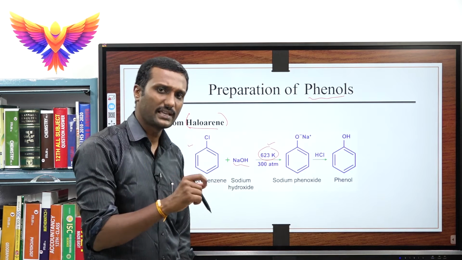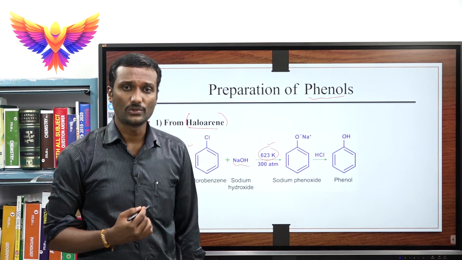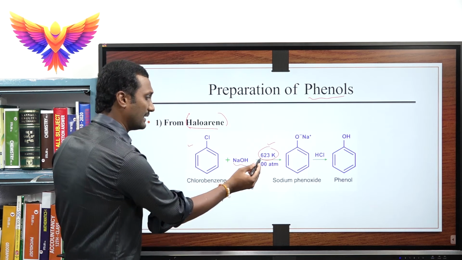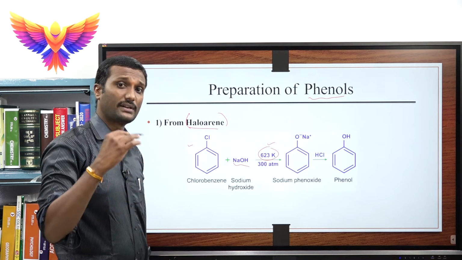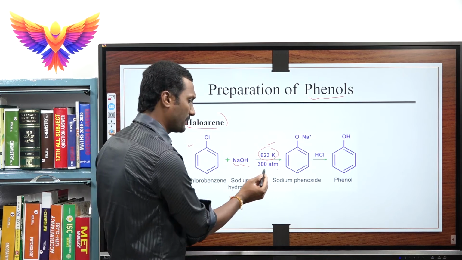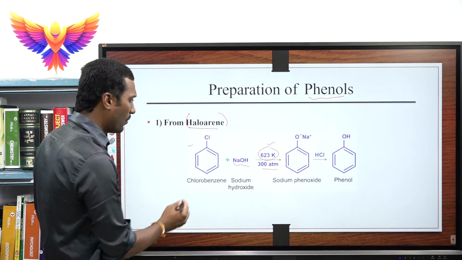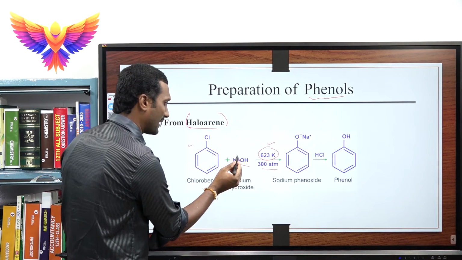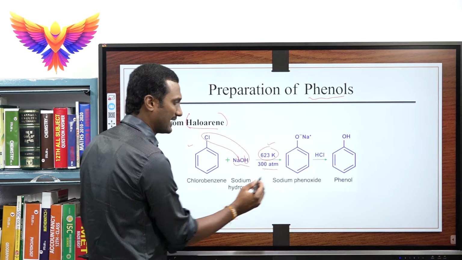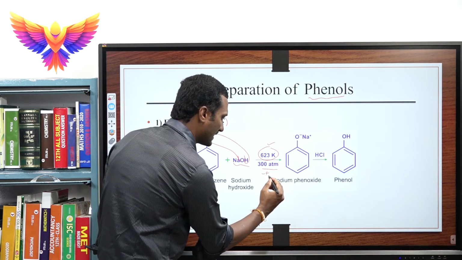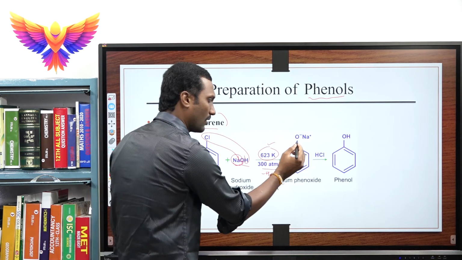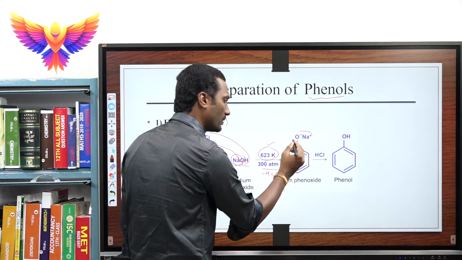Chlorobenzene has very low reactivity towards nucleophilic substitution reactions, so here we increase the temperature to 623 Kelvin and the pressure to 300 atmospheres. The H and Cl will combine to form HCl, and the ONa will attach to the carbon group to form sodium phenoxide.